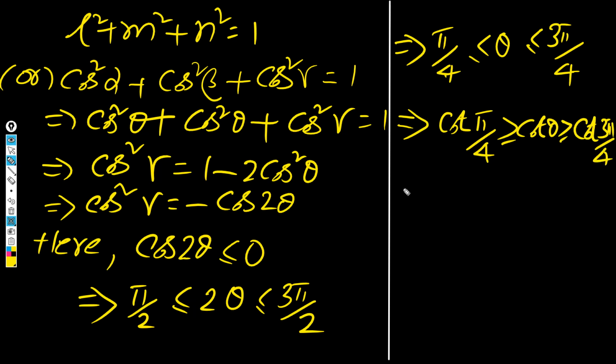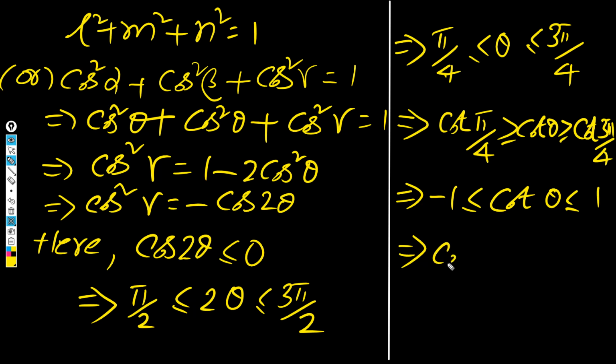What happens to this now? What is cot pi by 4? Let us write from right hand side now. Cot 3 pi by 4 is minus 1, so minus 1 is less than or equal to cot theta, which is less than or equal to cot pi by 4, which is 1, please. So you can say cot theta value lies between minus 1 and plus 1. Even it can be minus 1 and it can be plus 1 also.